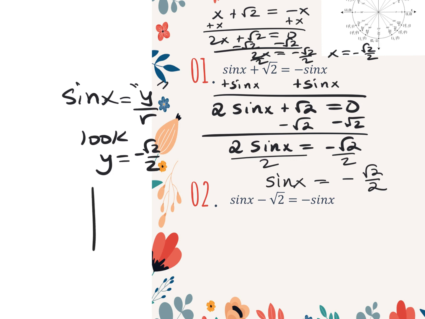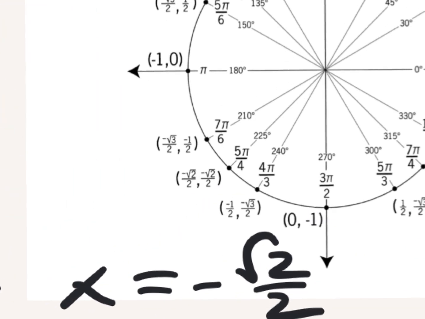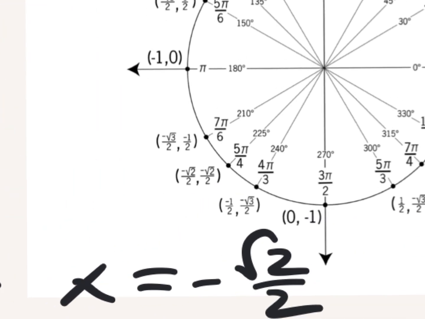Here's where you can do your All Students Take Calculus to narrow down which quadrants sine is going to be negative. Sine is going to be negative in quadrants 3 and 4. So I'm going to go up to my unit circle and look for an ordered pair where y is equal to negative square root 2 over 2. I can see that at 5π over 4 and at 7π over 4. So that is going to be my two answers for sine.